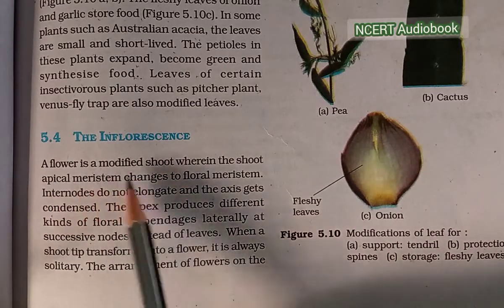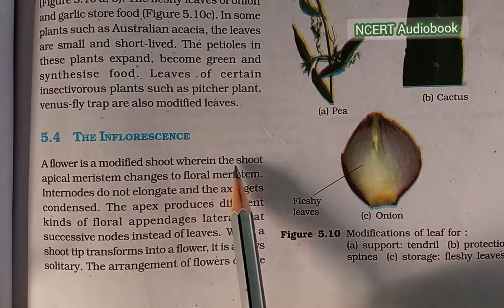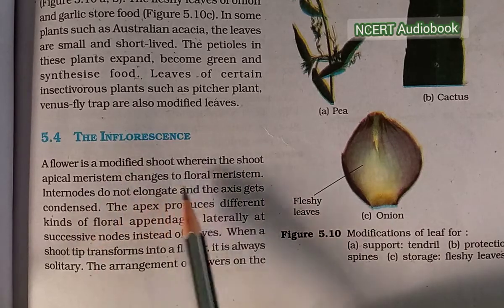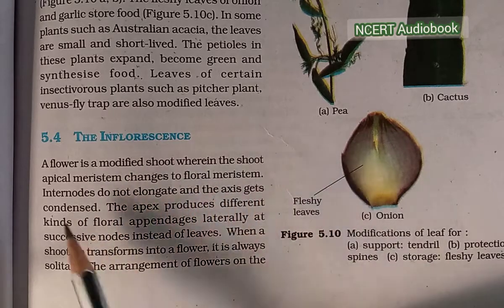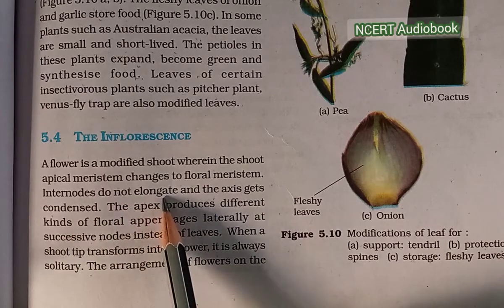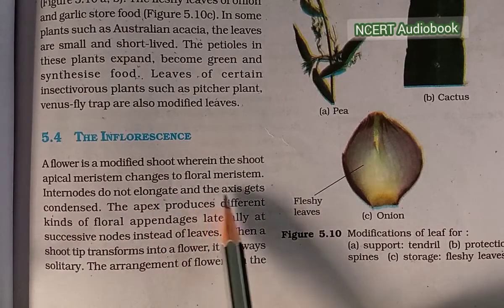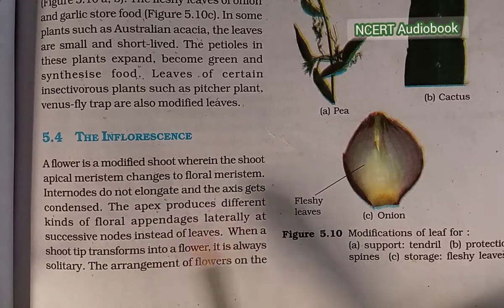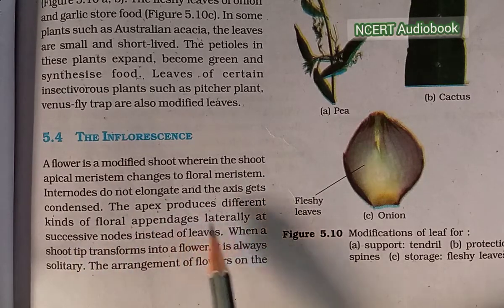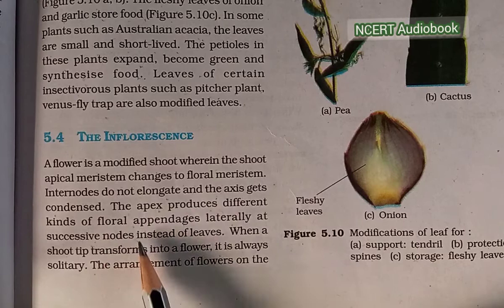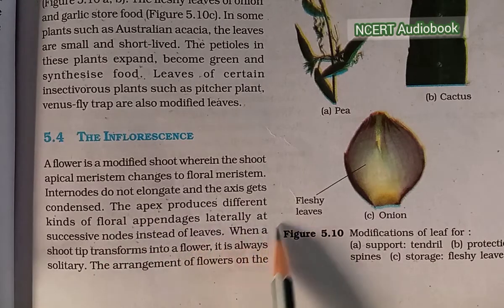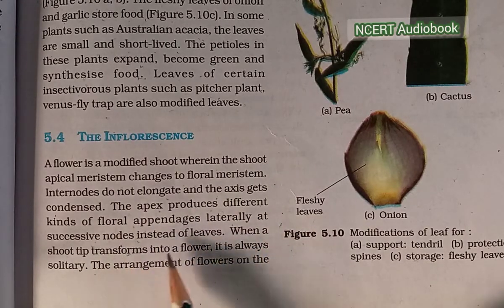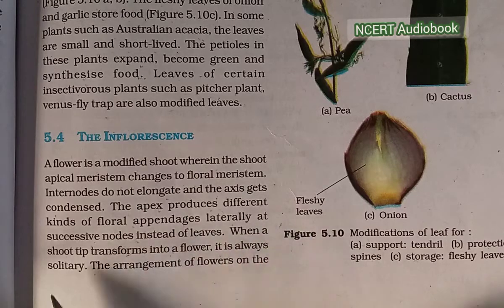A flower is a modified shoot wherein the shoot apical meristem changes to floral meristem. Internodes do not elongate and the axis gets condensed. The apex produces different kinds of floral appendages laterally at successive nodes instead of leaves. When a shoot tip transforms into a flower, it is always solitary.